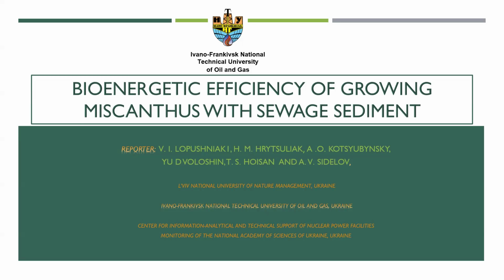In Ukraine, in order to diversify the supply of energy and increase the share of renewable sources, miscanthus is characterized by a number of positive characteristics, one of which is a high level of accumulation of dry mass, which can easily be processed into first and second generation fuel.